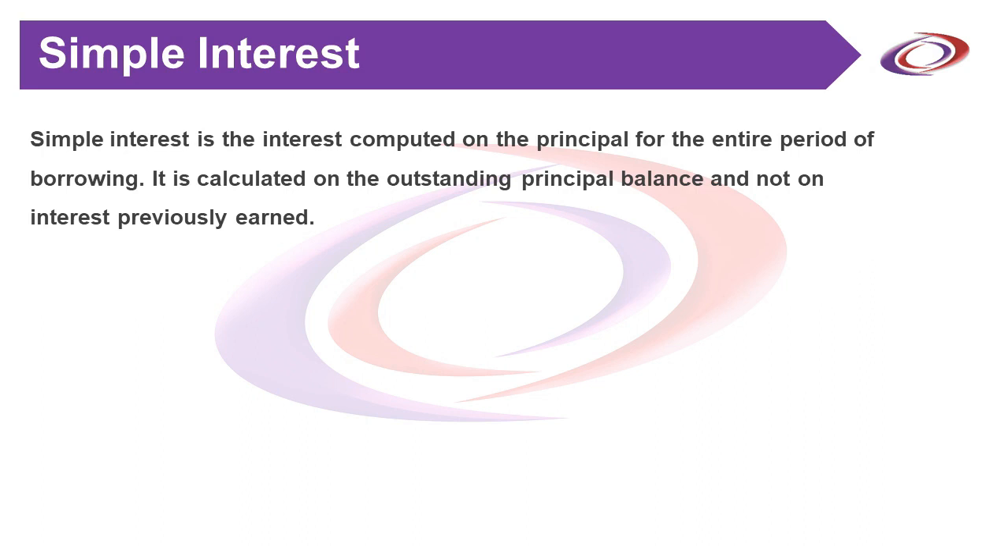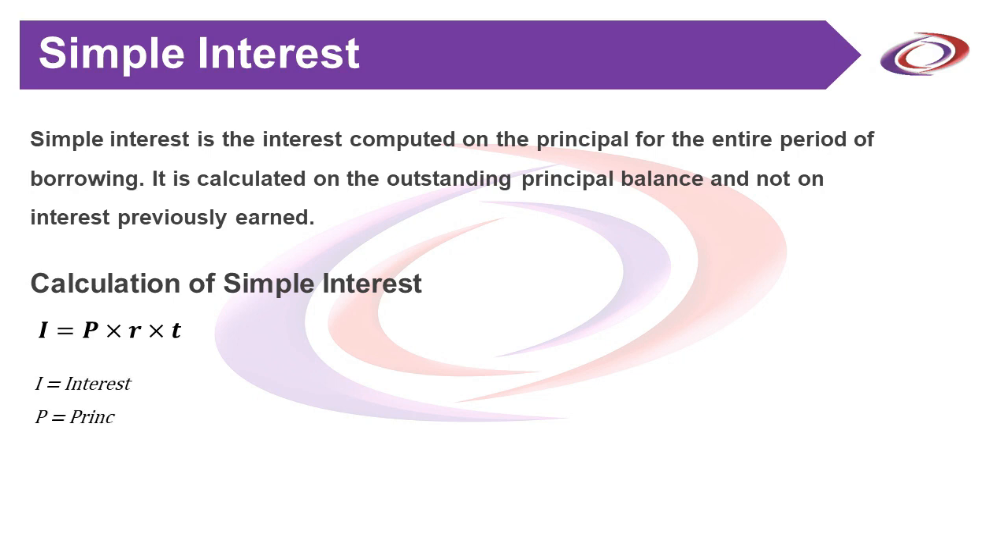Now, let's see how to calculate simple interest. The formula for calculating simple interest is I = P × R × T, where I is interest, P is principal, R is the interest rate, and T is the time period. So let's understand it with an example.